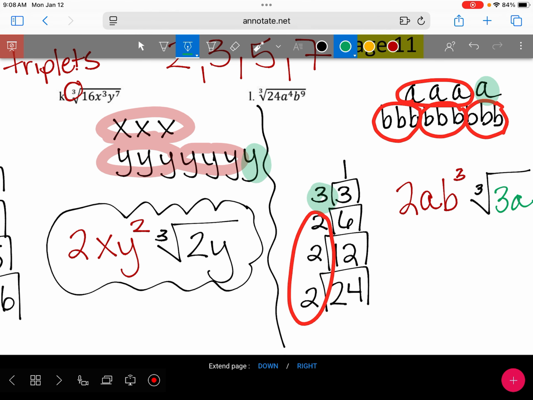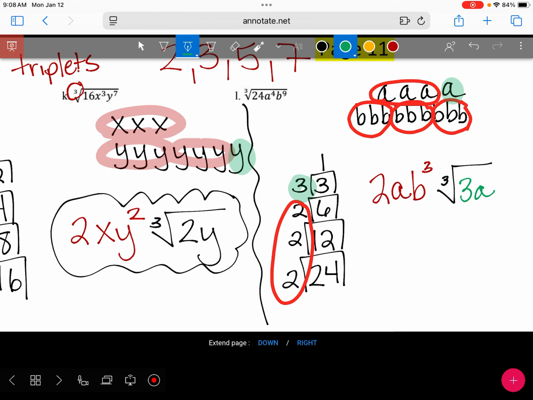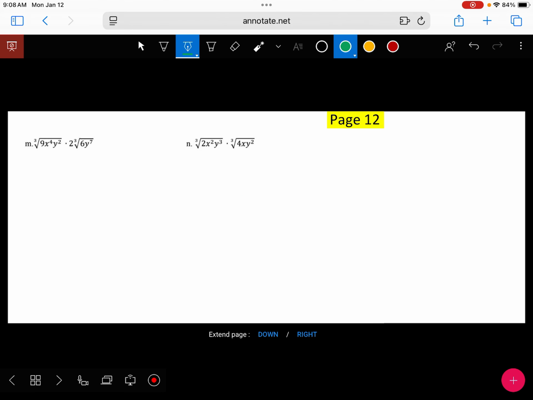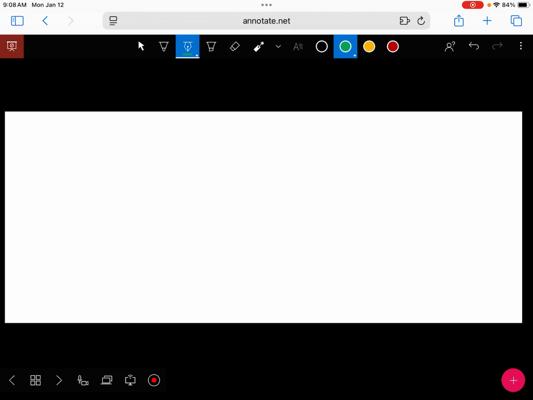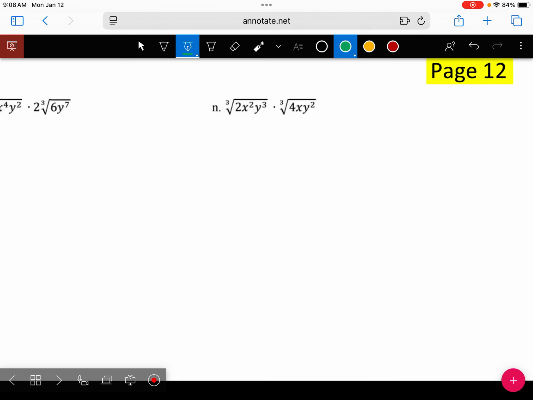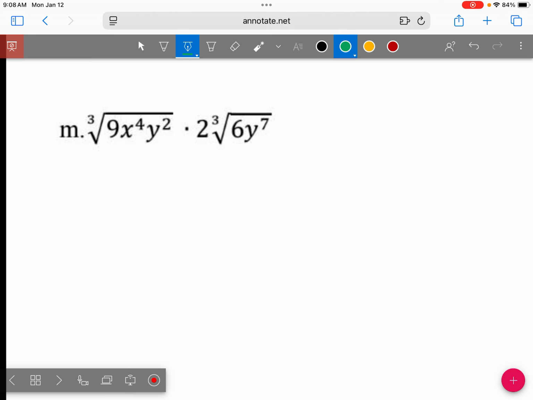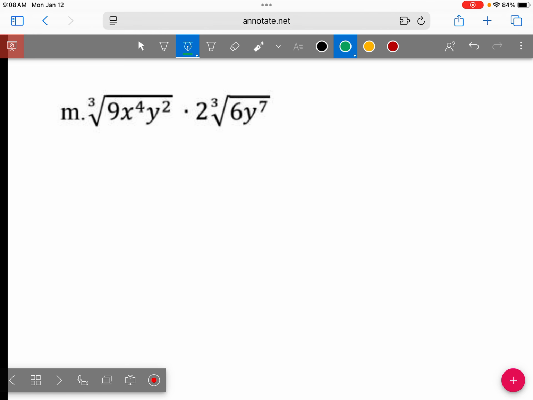Any questions about what we're doing today? It's just a continuation of Friday. All right, so we only have a few more questions. We have M, N, and then P, Q. So let's go ahead and look at M. So this one, we have to multiply first. The numbers we have on the outside are a 1 and a 2. So 1 times 2 is 2. So that's on the outside.